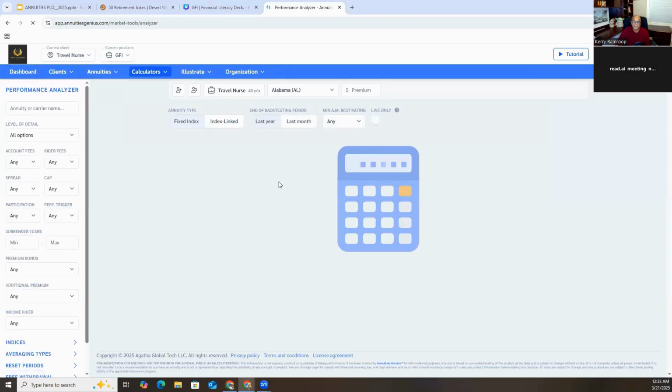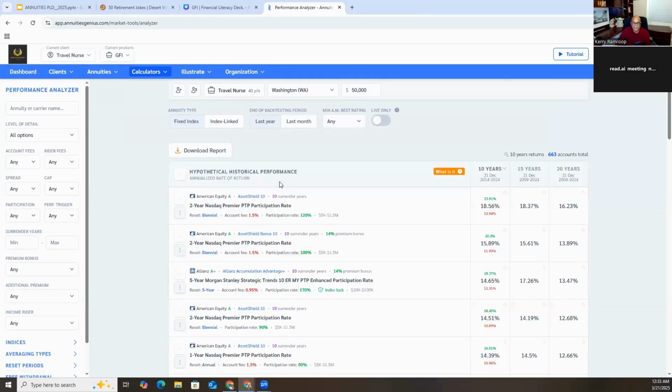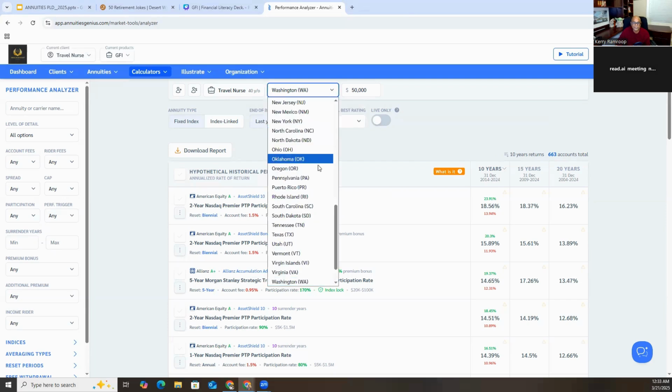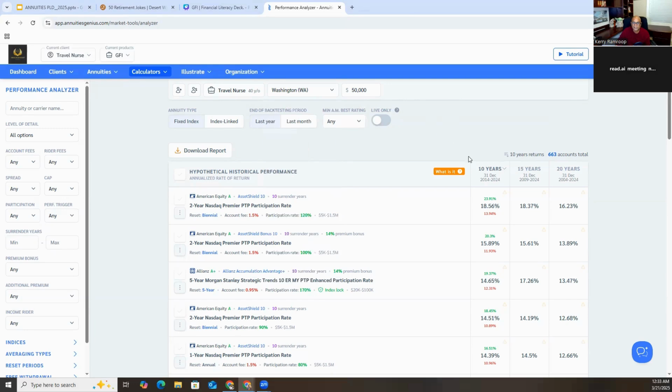So when we click on this, it works out the options within seconds. Within seconds, it gives me 663 account options. This is across, I just put her in Washington State. I could change whatever state she's in. If I want to change to Texas, Utah, it doesn't matter. So it back tested and it tells me some of the better options here.